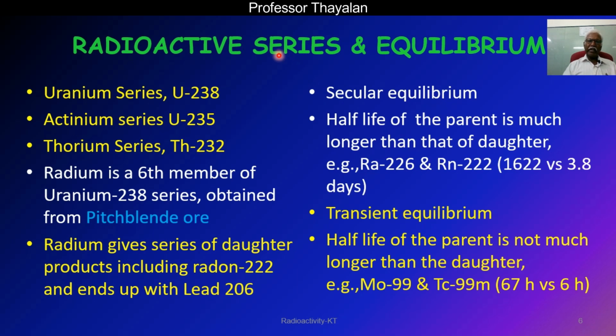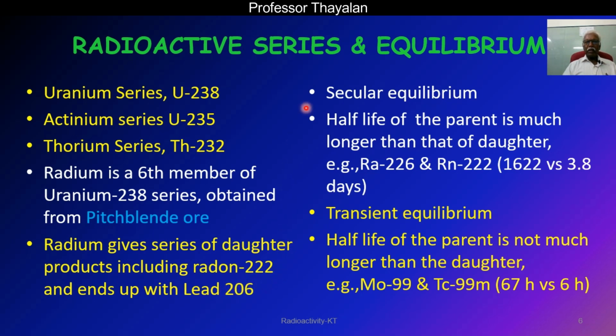Radioactive materials can be divided in terms of series. There are three series of radioactive material: the uranium series starting with uranium-238, the actinium series starting with uranium-235, and the thorium series starting with thorium-232. In medicine, we are more interested in the uranium series. Radium is the sixth member of the uranium series, which is obtained from the ore pitchblende. Radium gives a series of daughter products including radon-222 and ends up with lead-206.